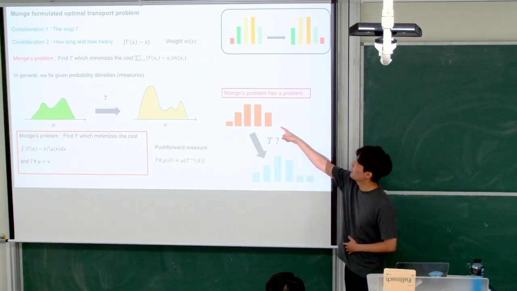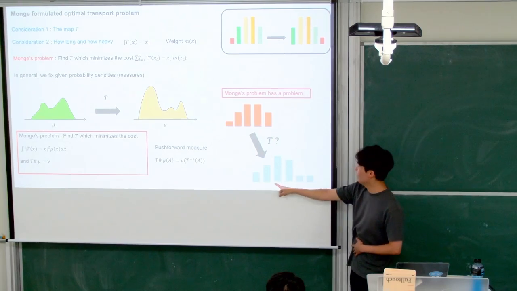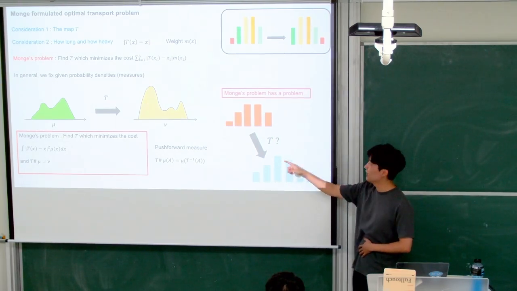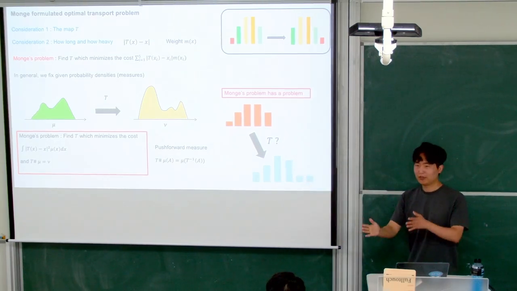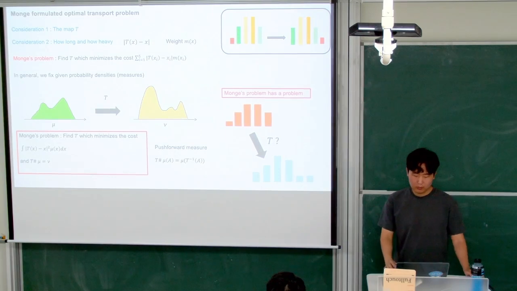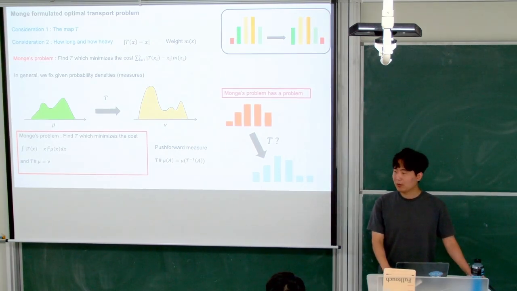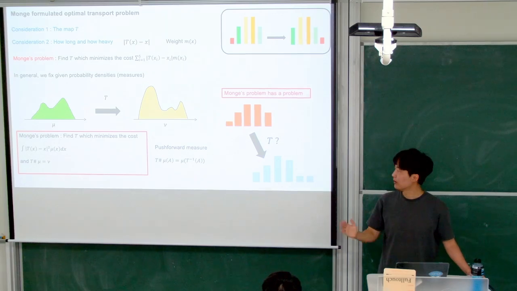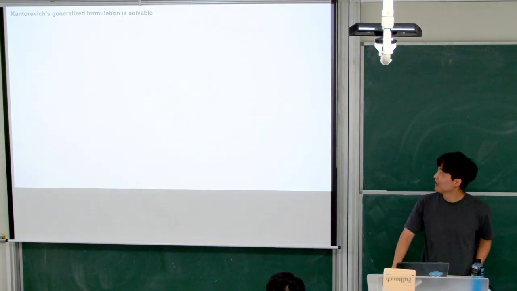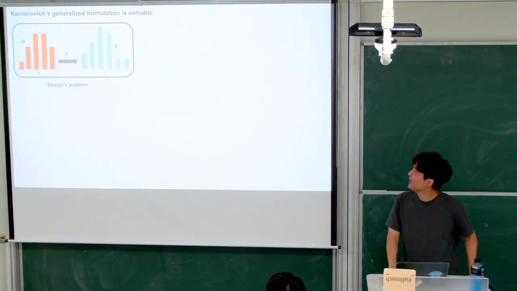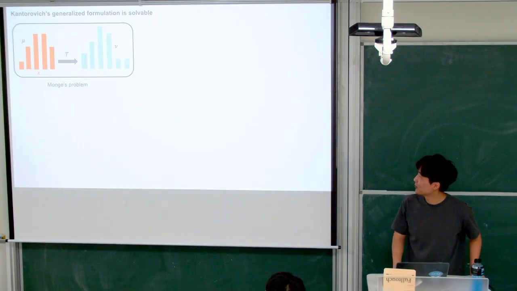No, because the domain has 5 elements and here there are 6 elements. We cannot go from 5 to 6 with a matching function. So the Monge problem is a very restricted problem. Yeah, there is some problem. In order to overcome this, so this is the Monge problem.